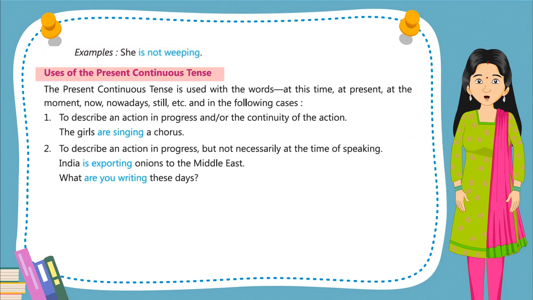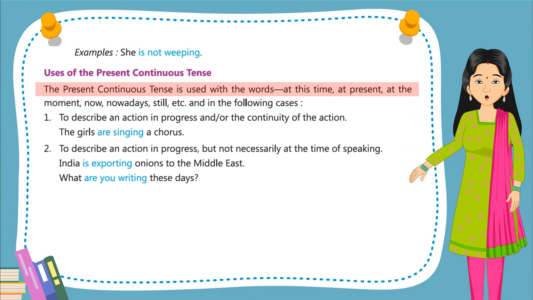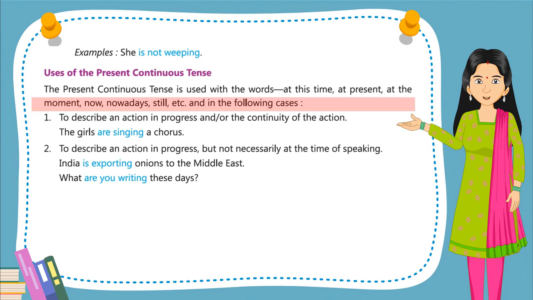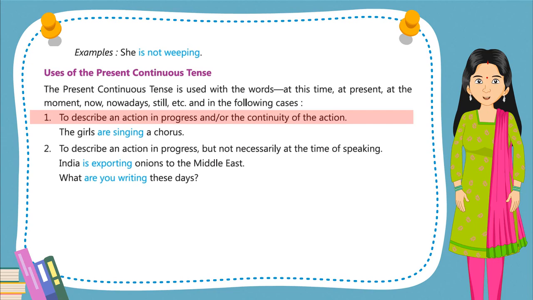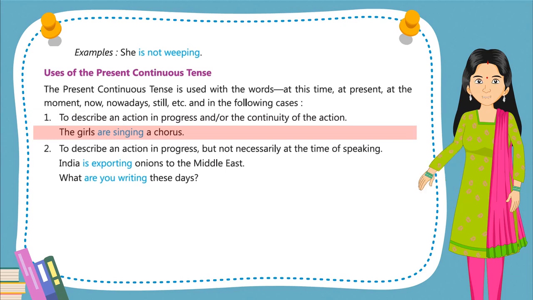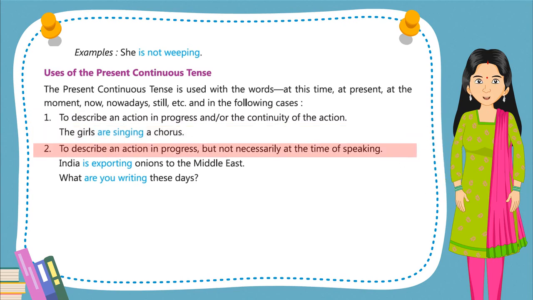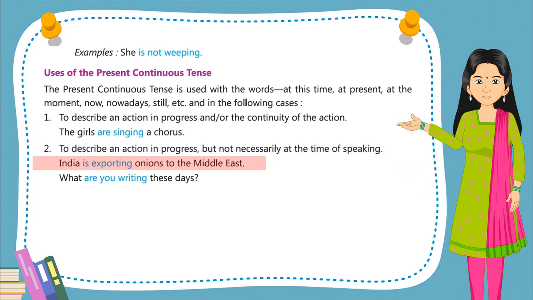Uses of the present continuous tense. The present continuous tense is used with the words at this time, at present, at the moment, now, nowadays, still, etc. and in the following cases. 1. To describe an action in progress and the continuity of the action. The girls are singing a chorus. 2. To describe an action in progress but not necessarily at the time of speaking. India is exporting onions to the Middle East. What are you writing these days?